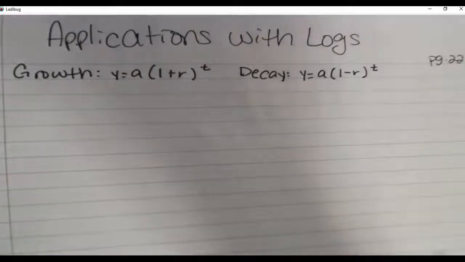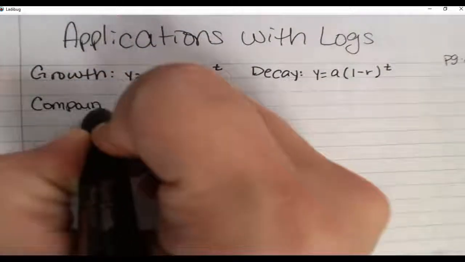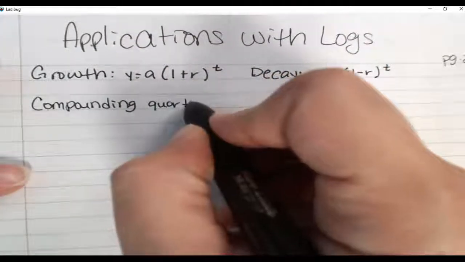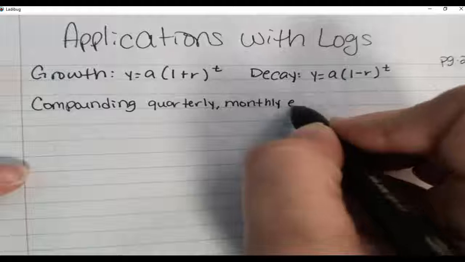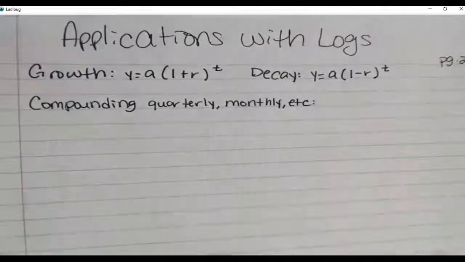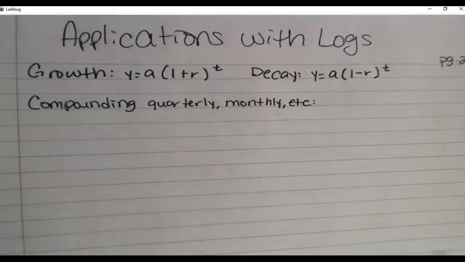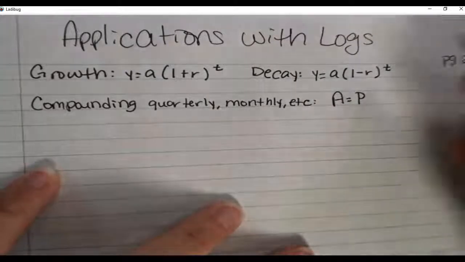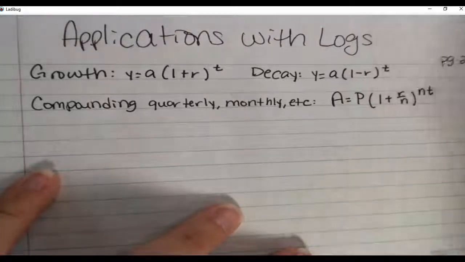And then the other two are when you're talking about money that is compounding. So the first one is if it's compounding maybe quarterly or monthly, etc. Okay, so anything but continuously. And so remember that formula is A equals P 1 plus R over N to the NT.